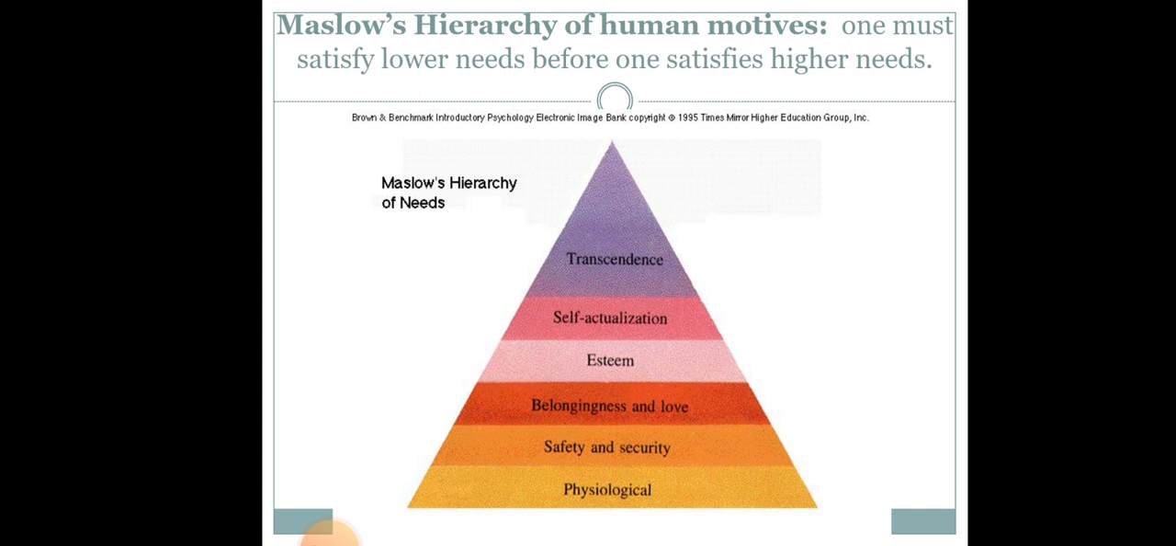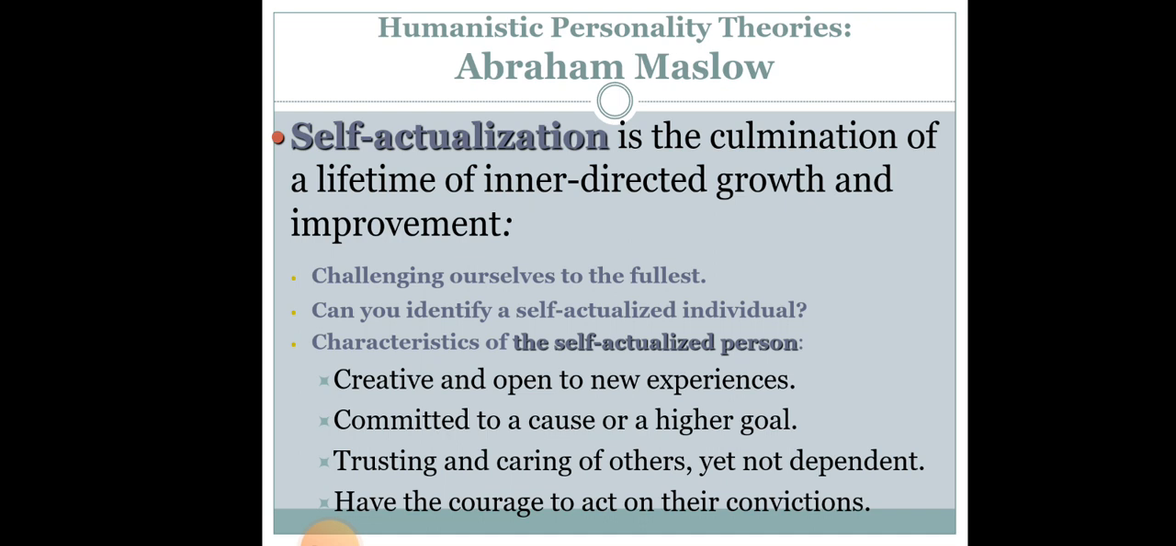Then belongingness and love. When you are secure in a cave, you want to have a partner. Then the self-esteem, and then the self-actualization, and the transcendence. Let's see what it means according to Abraham Maslow. So self-actualization is what? It is the culmination of a lifetime of inner directed growth and improvement.